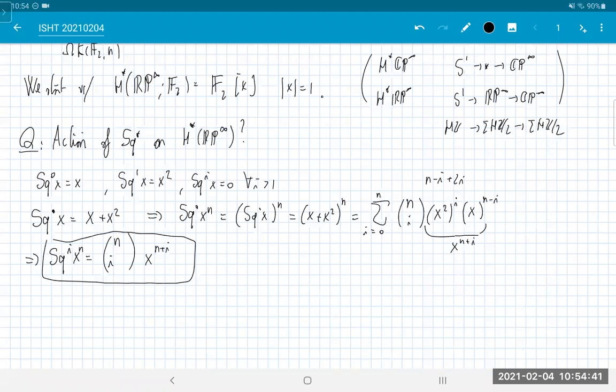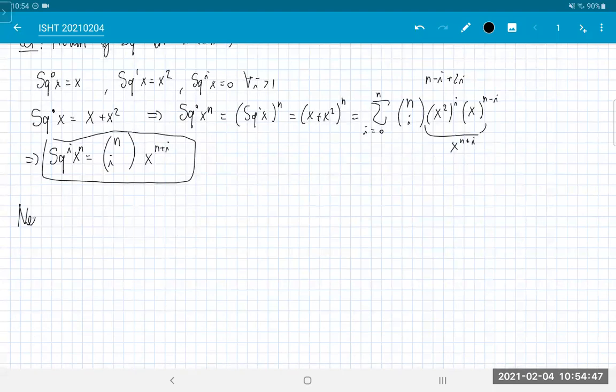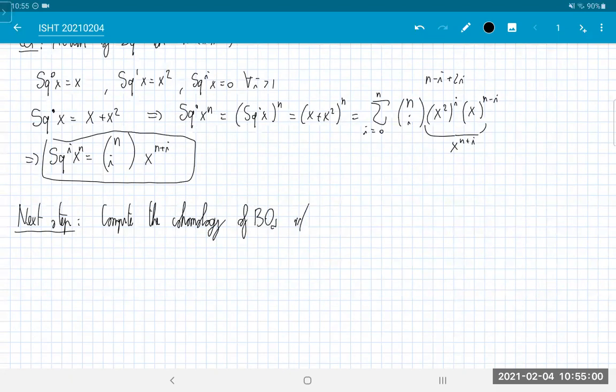Now we are going to need some information about the cohomology of BOd. So the next step is to compute the cohomology of BOd with the action of the Steenrod algebra. And again, I'm just going to give you the fiber sequence for the answer, from which you can apply the spectral sequence. And when you know what the answer ought to be, it's a lot easier to analyze the spectral sequence.